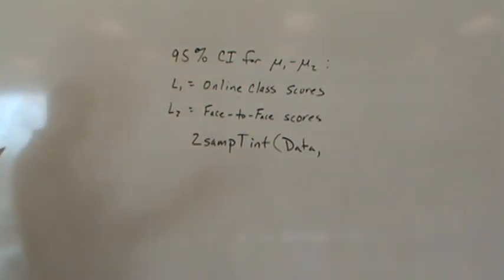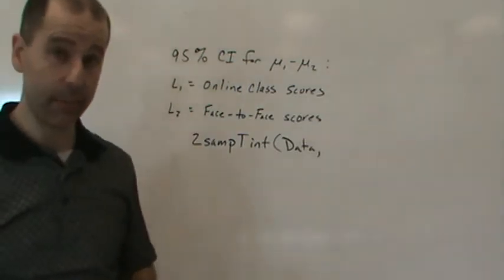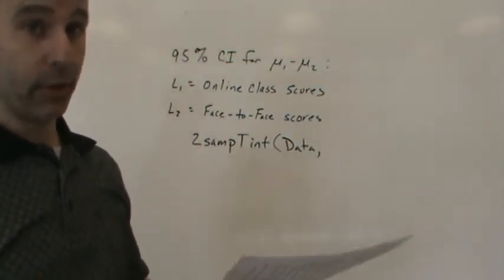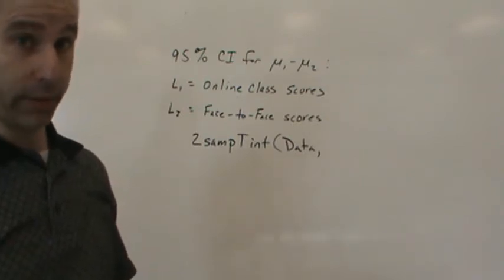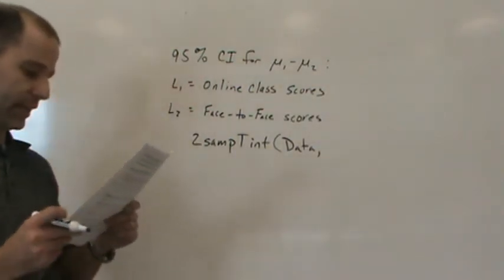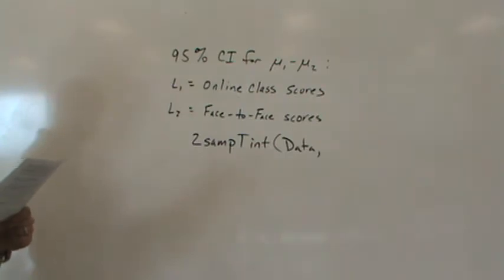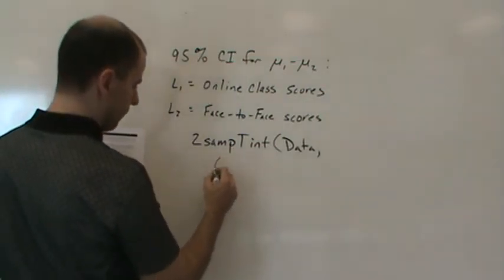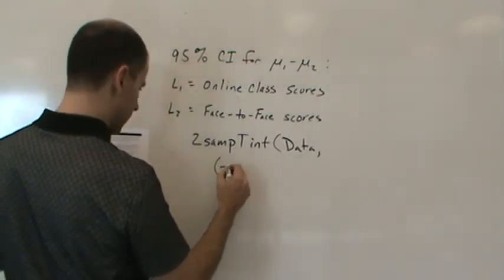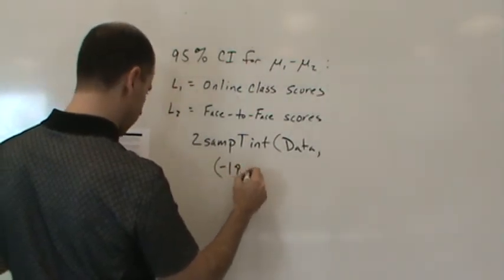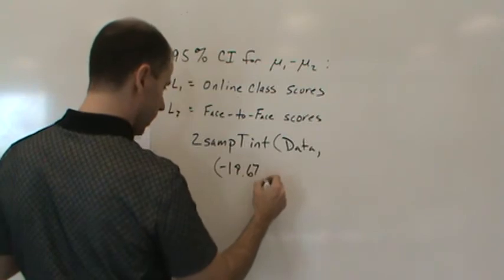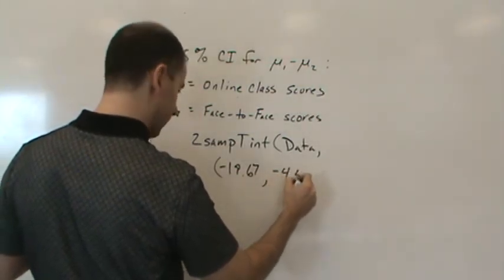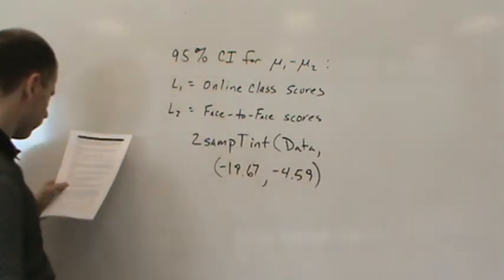Now, since it doesn't tell us anything about the population standard deviations, we don't have any reason to believe that they're the same. So we're not going to pool in this case. So we're going to select no. And so once you do that, you're going to get a confidence interval that is negative 19.67 to negative 4.59. Now, here's the thing.